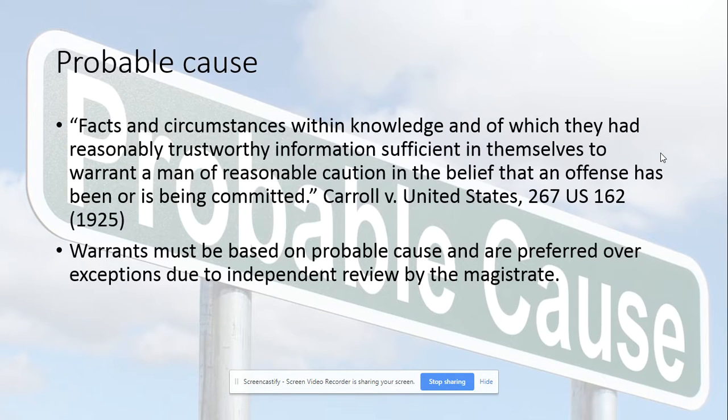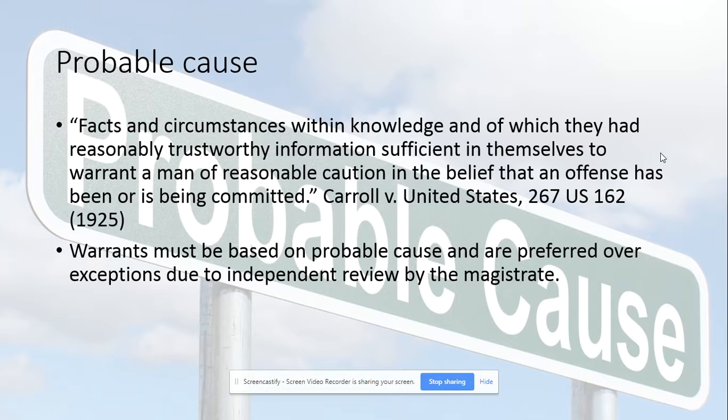Okay, so I'm back with you now here for probable cause. Probable cause is an extremely important definition for you to know. I cannot emphasize how important it is for you to know and understand what probable cause is.